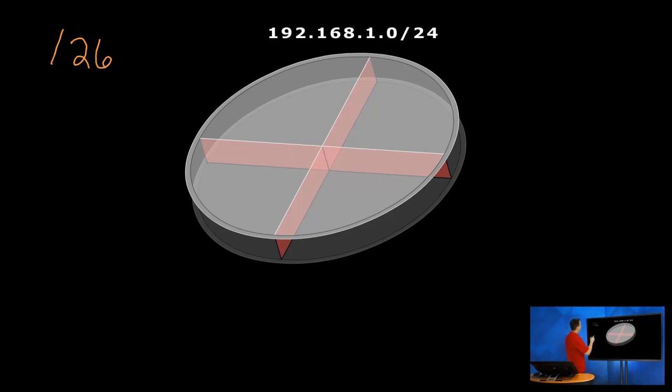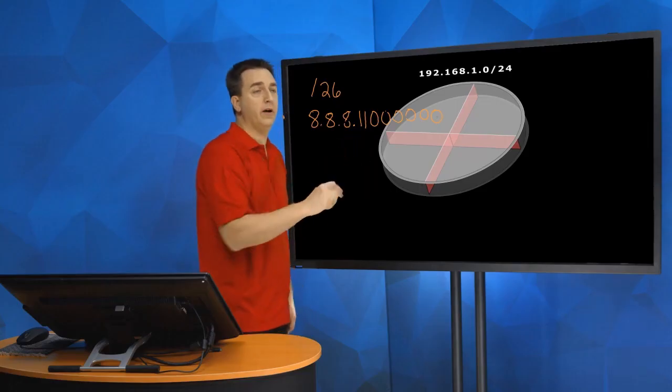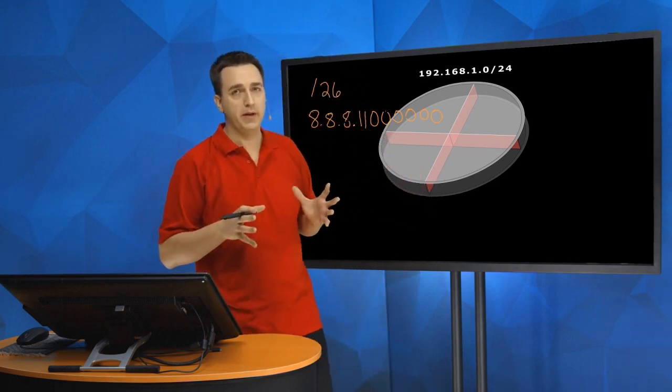I want to break this out into binary for myself. I'm going to have 8 bits in the first octet, another 8 bits in the second octet, and another 8 bits in the third octet of the subnet mask. Why? Because 8 plus 8 plus 8 is 24. And then we need 2 more: 24, 25, 26, and so on up to 32. There's my 32 total bits for my subnet mask.